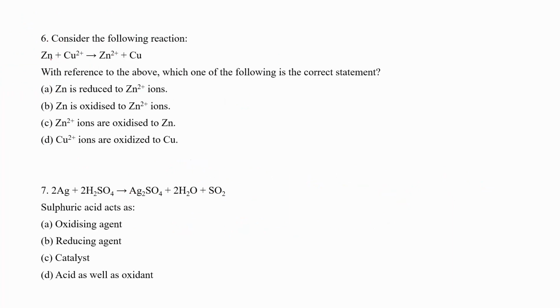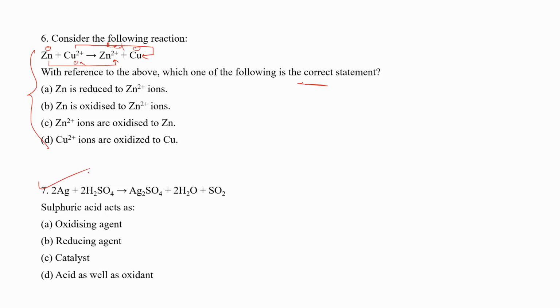Another question: consider the following reaction, zinc plus copper plus 2 gives zinc plus 2 and copper. Which is the correct statement? Zinc is oxidized to zinc plus 2. Zinc is in the 0 oxidation state, copper is also in the 0 oxidation state. So zinc goes to zinc plus 2, copper plus 2 goes to copper. When zinc forms zinc plus 2, that is the oxidation reaction and the other will be the reduction reaction. From that clue we can easily say what the answer will be. You guys just find out the answer from the tricks.